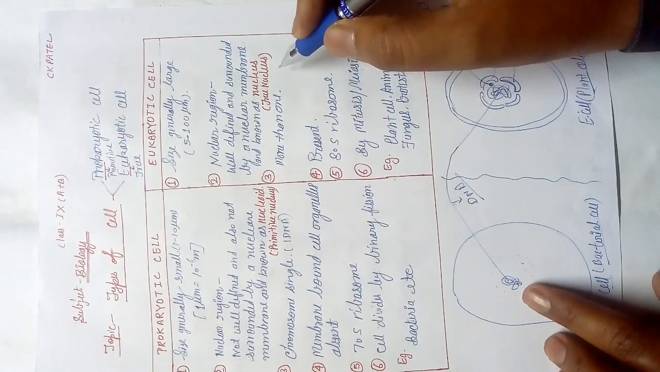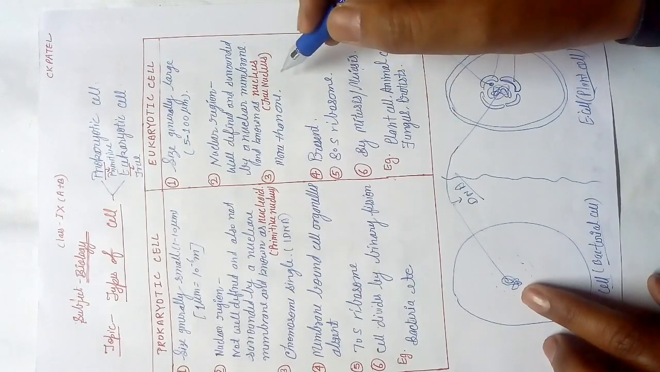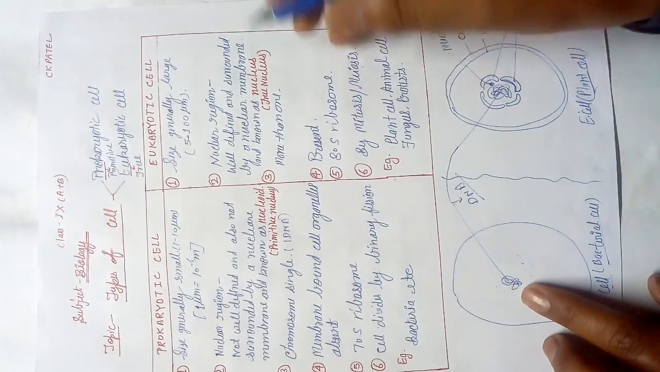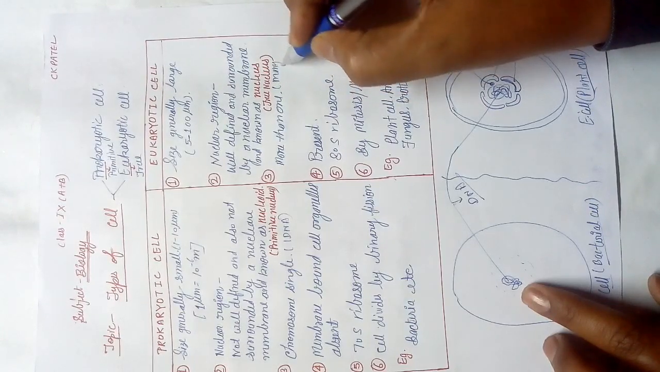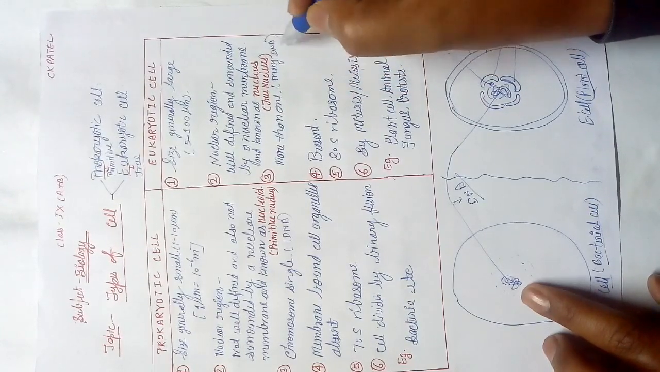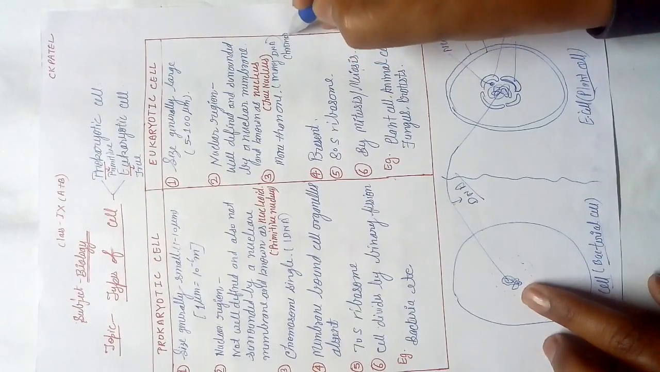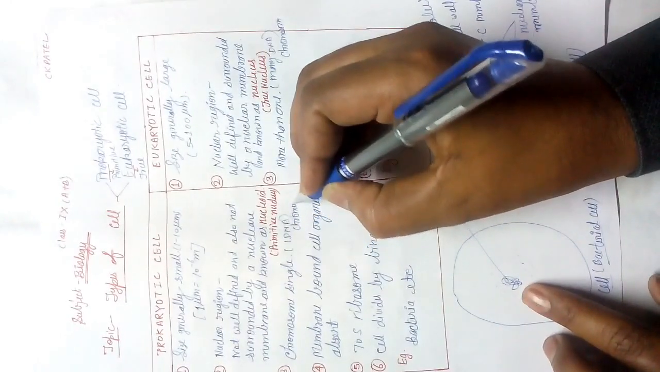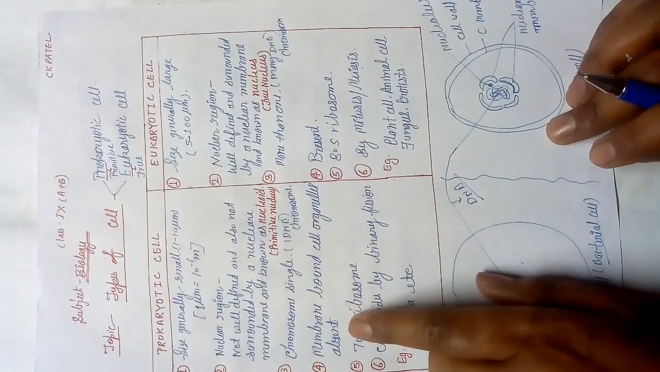You all have been told by me in the previous lectures, DNA gets condensed and forms the chromosome. More than one means many DNA or many chromosomes. Many chromosomes, students. Next is the membrane bound cell organelles: absent.